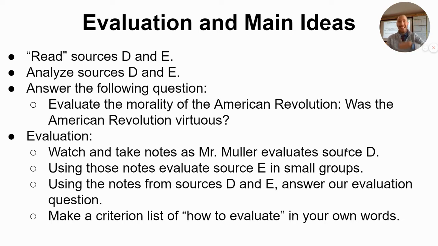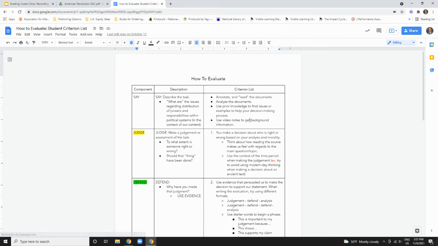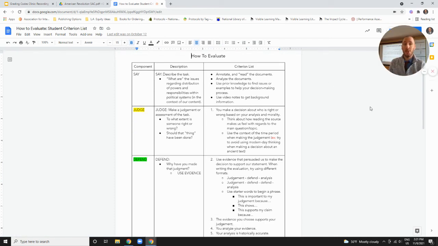Then, based on that extra round of practice, we had previously done some modeling, then they were starting to work on it and use it. Then they made a criterion list of how to evaluate. So it's through this process that students were eventually able to make a rough criteria list of how to evaluate. Now, again, this whole process took about a day, maybe a day and a half, but at the end, students were able to share their individual criterion lists with their small groups.